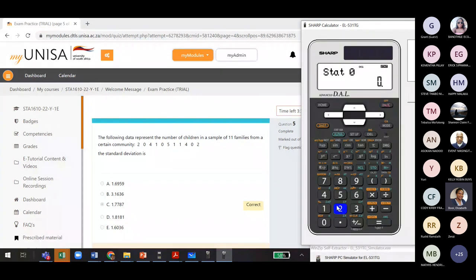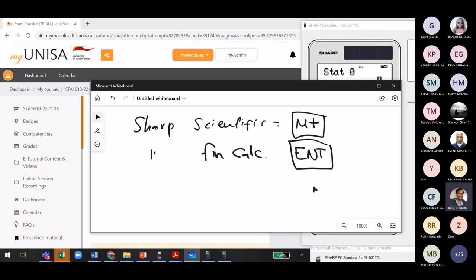To calculate the mean, you will press button number 4. To calculate the sample standard deviation, you will press button number 5. To calculate the population standard deviation, you will press number 6. If for some reason they ask you to calculate the variance, which is something that we didn't touch in the previous one, the standard deviation or your S on your calculator, you will use sigma x or sx.